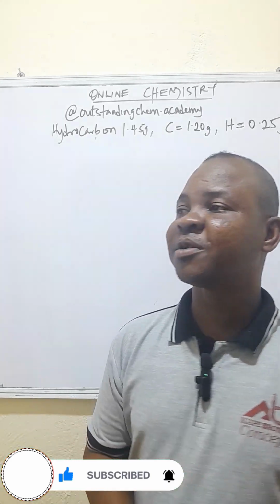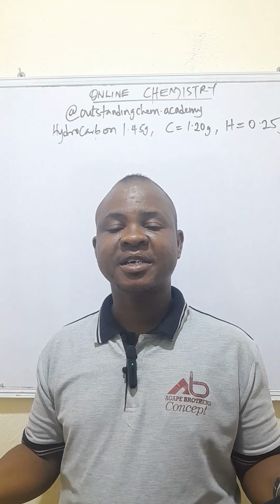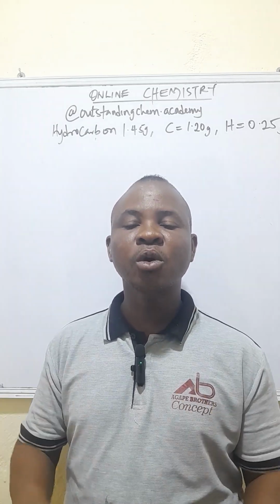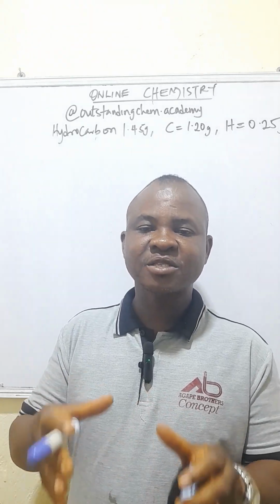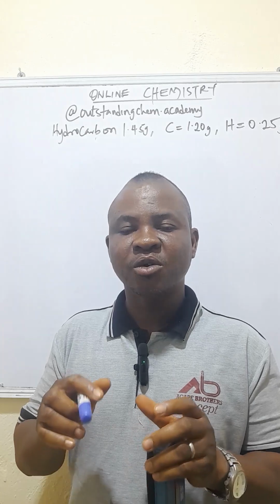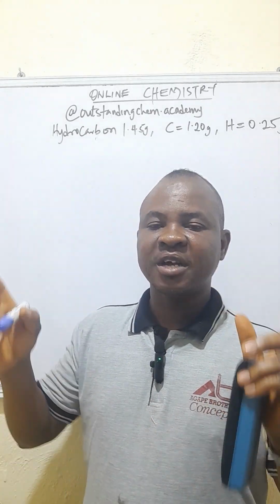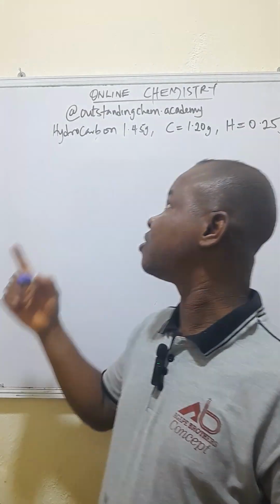Today we'll be looking at empirical formula. By definition, empirical formula is the formula that gives the simplest whole number ratio of the component elements of the compound. Okay, underline that word. Whole number ratio of the components of elements in a particular compound. So let's look at this question on the board.